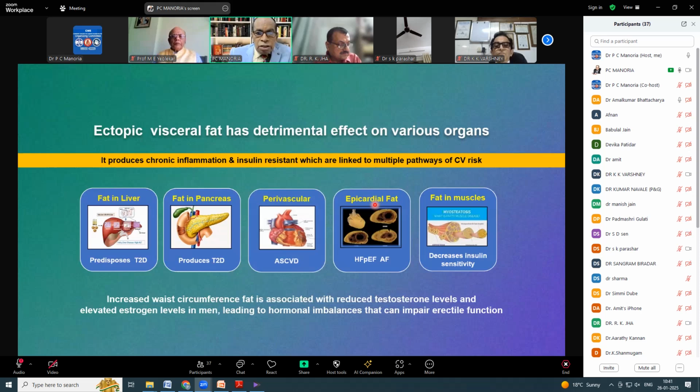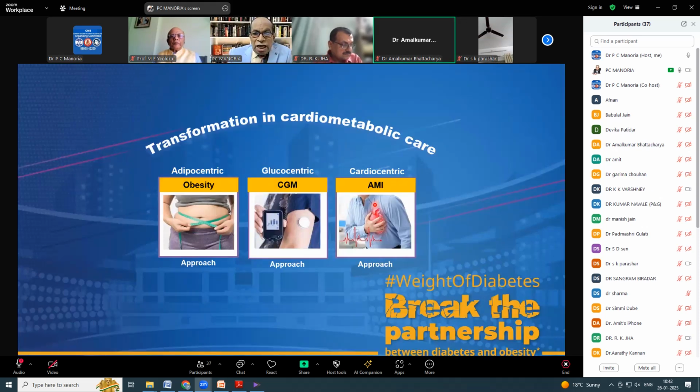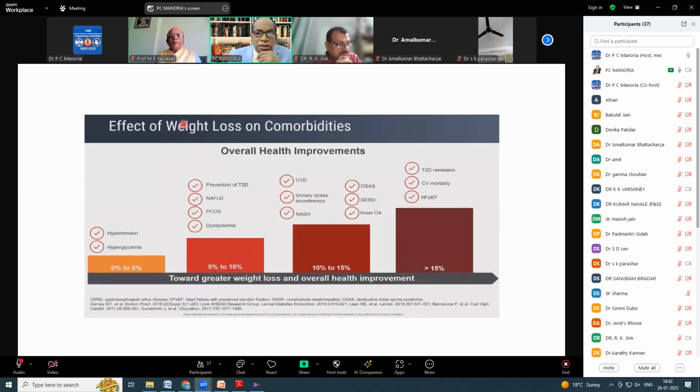Now, as a consequence of this, during the last couple of years, the adipocentric approach has come to the forefront, even ahead of the glucocentric or cardiometabolic approach. And here you can see the benefits of reduction in weight. Any reduction of weight is beneficial, as you can see, 0 to 5%, 5 to 10, 10 to 15. But if you reduce your weight more than 15%, there is a chance that your diabetes can undergo remission. You can decrease mortality, cardiovascular events, and also benefit HFpEF.